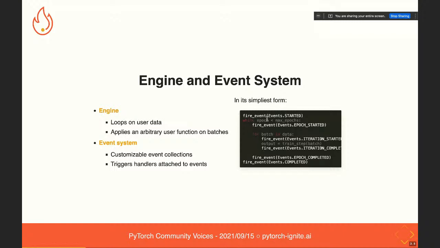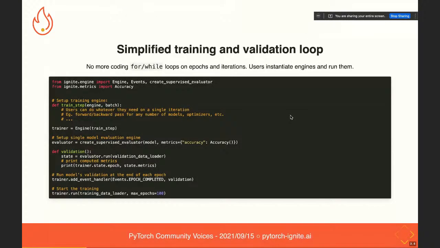In the simplest form, we can have these events plus custom ones if we'd like. I will talk about it a bit later. The important point here is that once the event is triggered, it will execute the handlers attached to it. This gives a simplified training and validation loop in the following form. We have a train step where we can do forward and backward passes for any kind of models, optimizers, criterion. We pass this to the engine, and this defines a trainer.